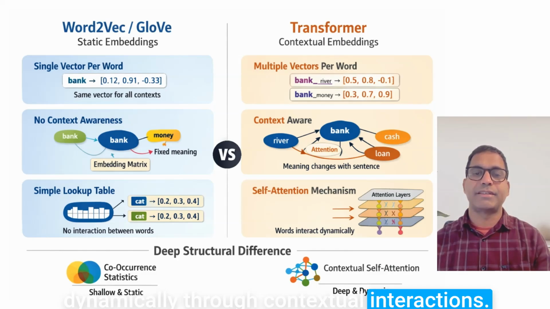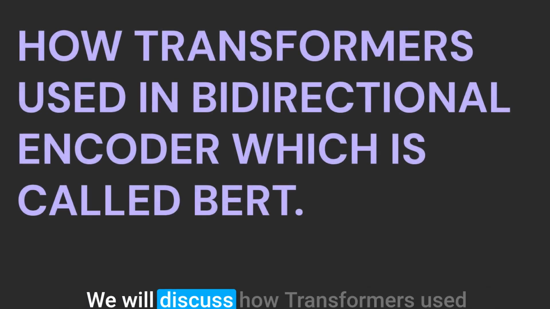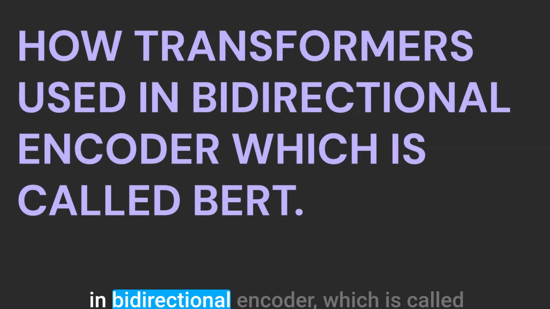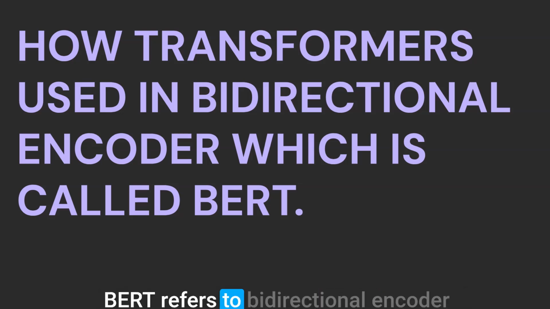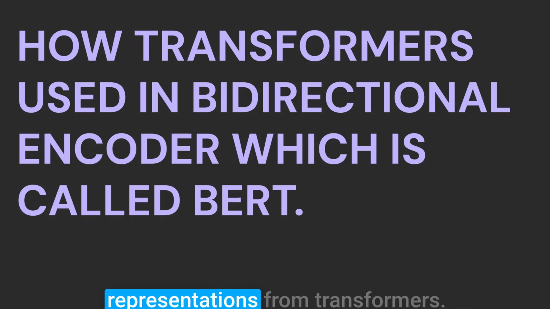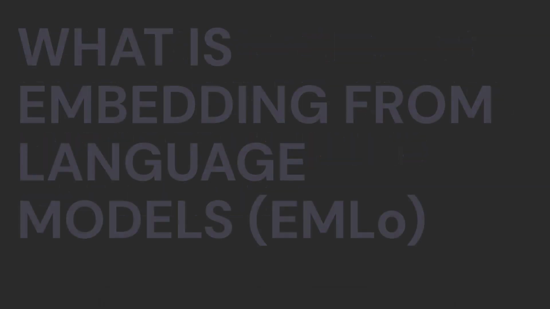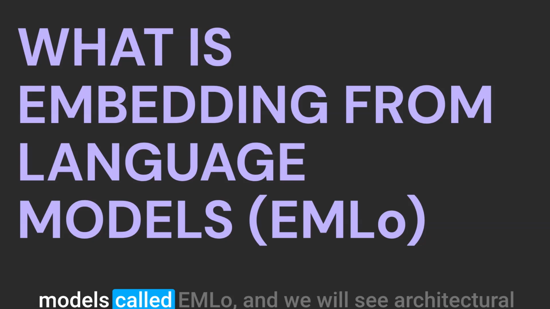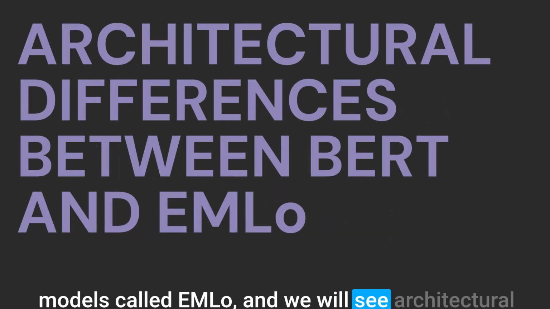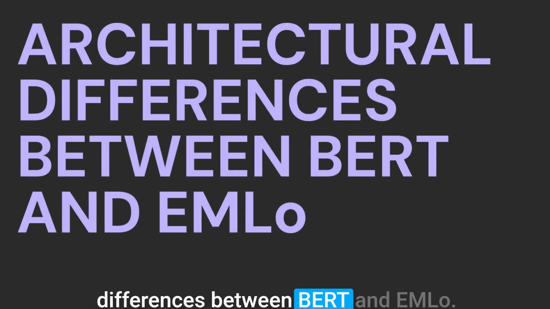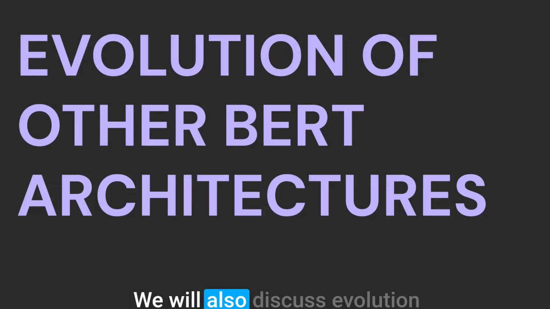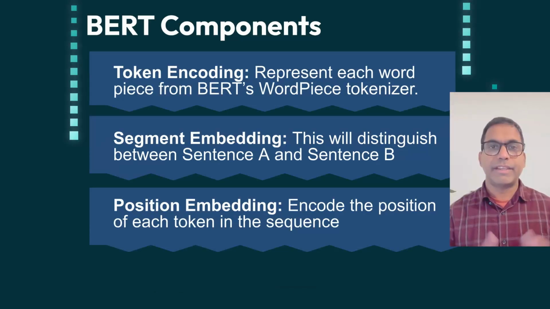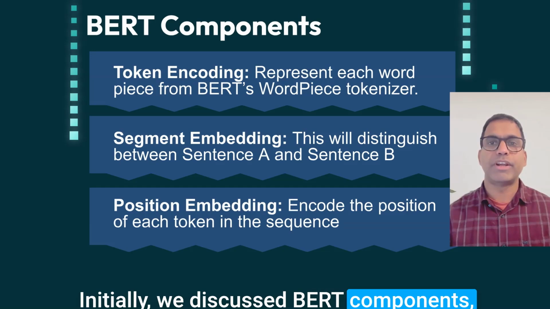contextual interactions. We will discuss how transformers are used in the bidirectional encoder, which is called BERT, short for bidirectional encoder representations from transformers. We will discuss embeddings from language models called ELMO, and we will see architectural differences between BERT and ELMO. We will also discuss evolution of other BERT architectures. Initially, we discuss BERT components.